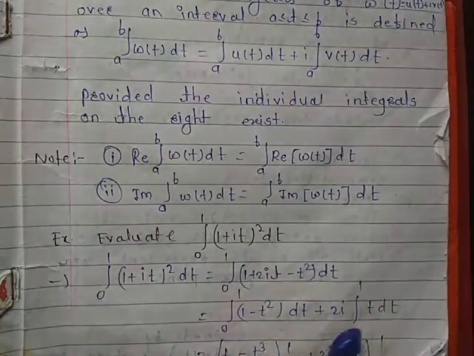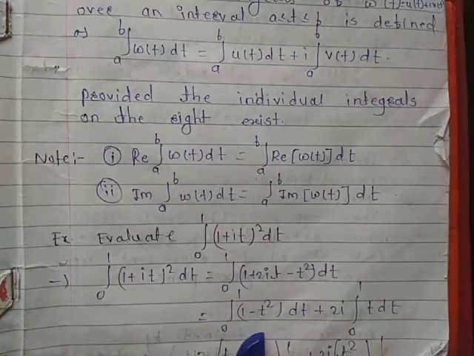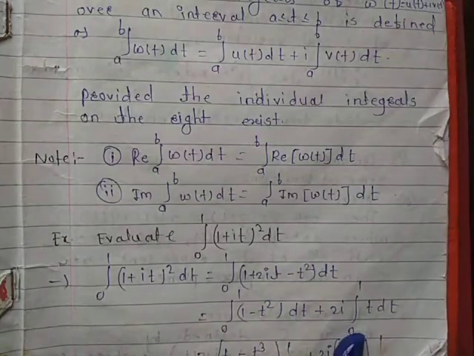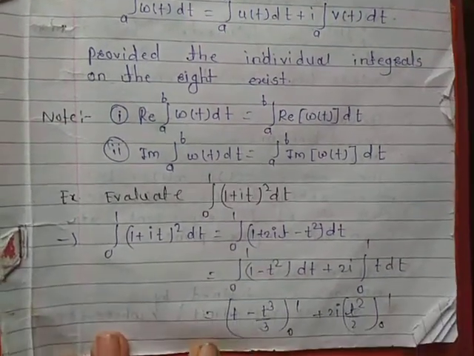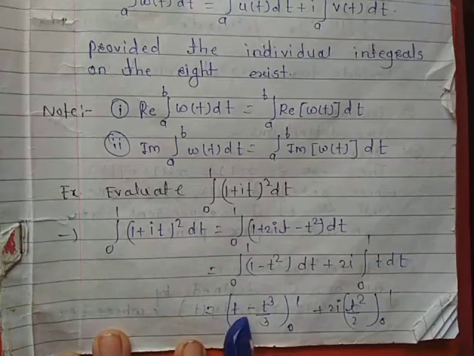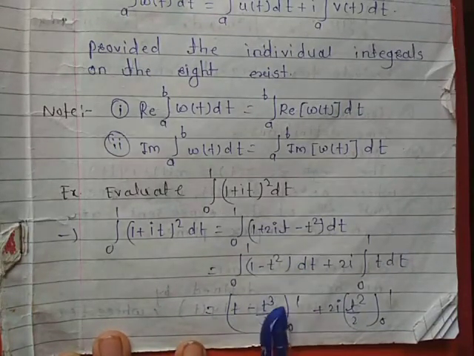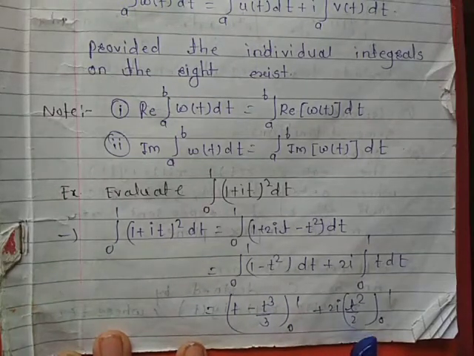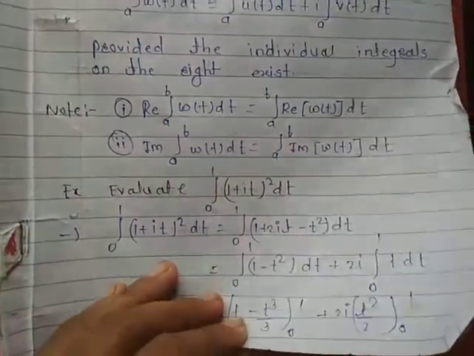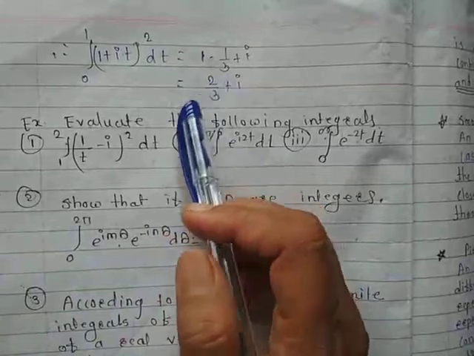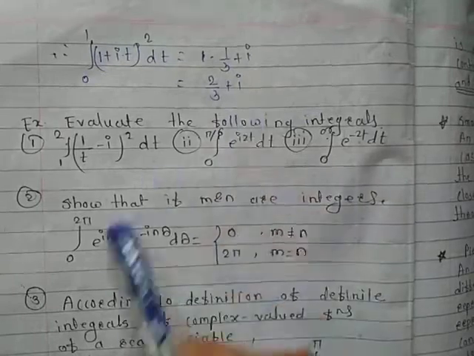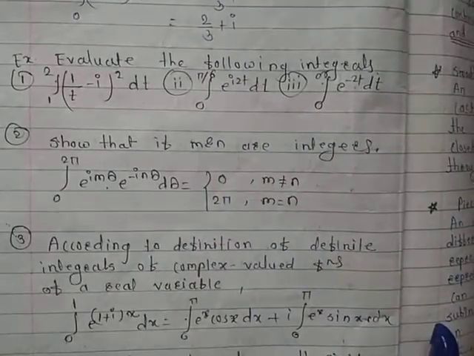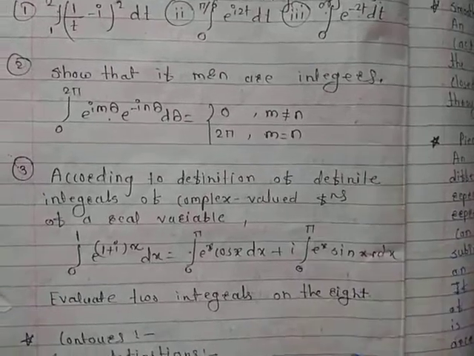which is equal to integration from 0 to 1, separate real and imaginary part. This is the real part, 1 minus t square into dt plus 2i into integration from 0 to 1 of t into dt. Okay. Integrate this, integration of 1 is t and integration of t square is t cube upon 3, plus 2i into integration of t is t square upon 2. Now put upper limit and lower limit, we will get this integration equal to 2 by 3 plus i. These are some examples. You can solve this easily, so take this as a homework.